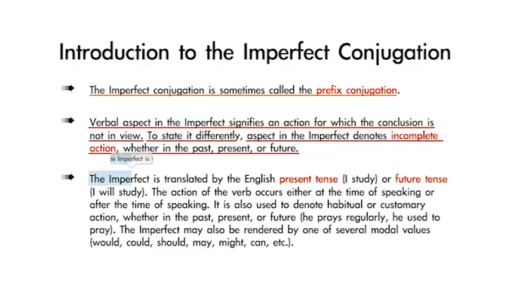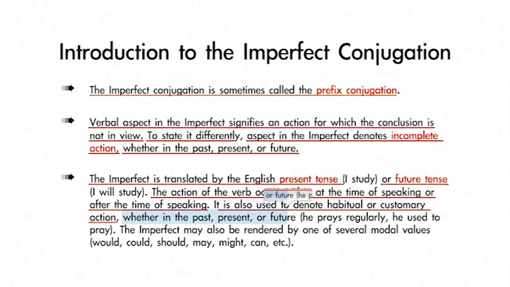Finally, the imperfect is translated by the English present tense, as in I study, or future tense, I will study. The action of the verb occurs either at the time of speaking or after the time of speaking. It is also used to denote habitual or customary action, whether in the past, present, or future. Something like he prays regularly or he used to pray. The imperfect may also be rendered by one of several modal values like would, could, should, may, might, and can.